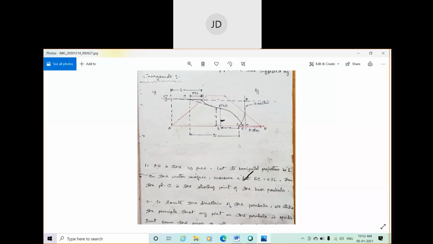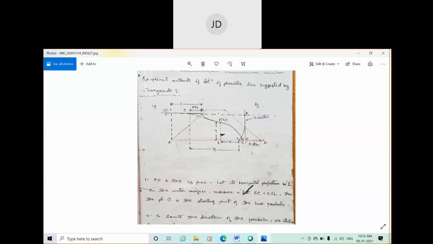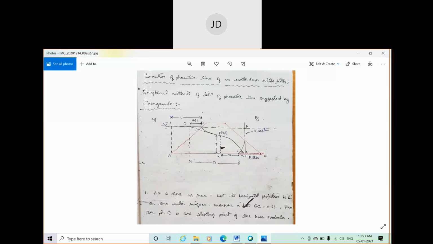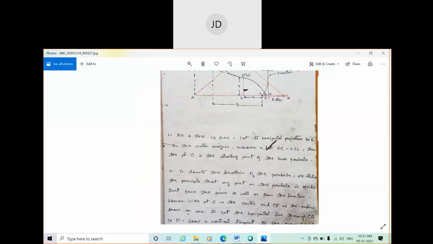You have to know that the geometric shape of the phreatic line is a parabola. Mathematically, the shape of the phreatic line is a base parabola. In the exam they may ask you some small question. Using the basic property of the parabola, you can determine the exact position of the phreatic line within the dam. Here we are talking about a dam with a filter, and I don't want to discuss all these things here.